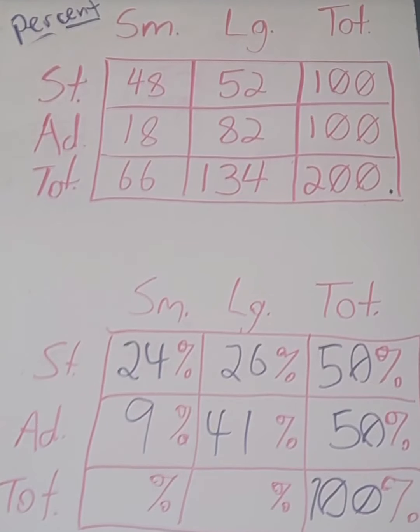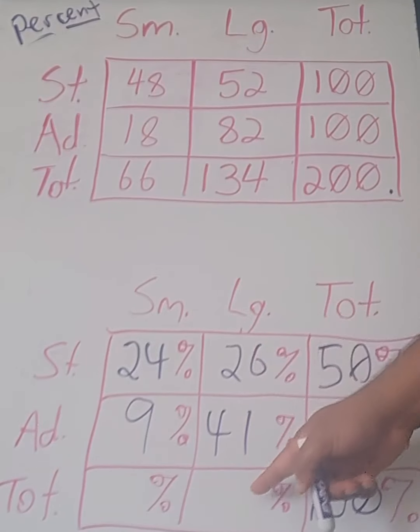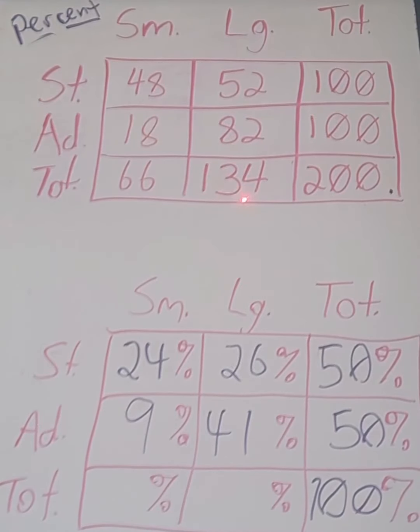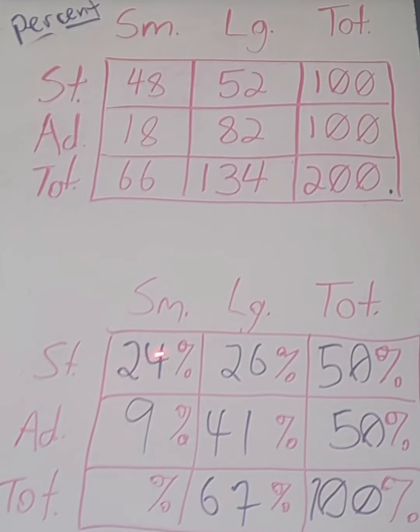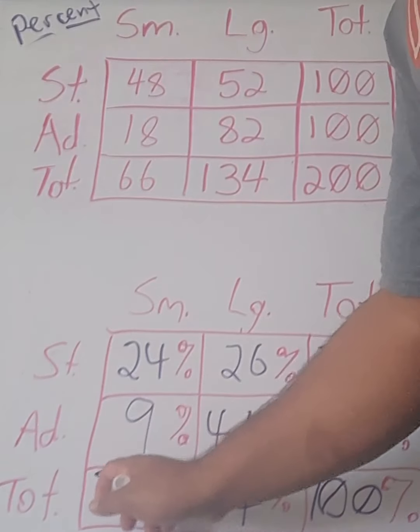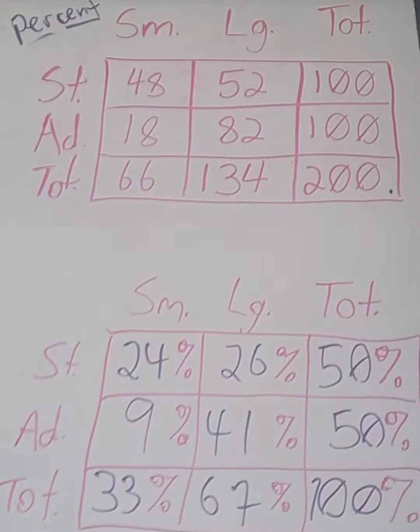Yes. Now to find this number, I can either add these two together or I can just take half of 134. 67. Either way, it'll give me the same answer, right? 67. And here, I can either add these two together or I can just take half of 66. 33. It's going to be the same number either way. So that means we surveyed 200 people total.